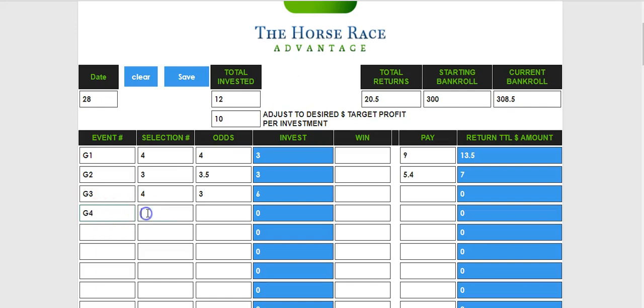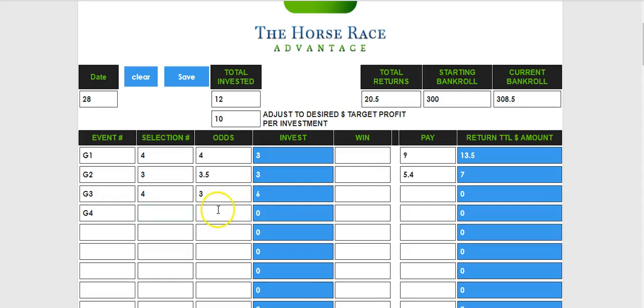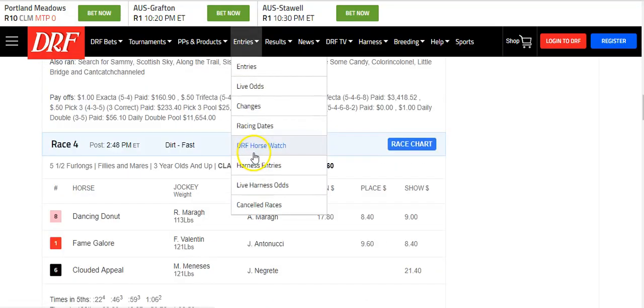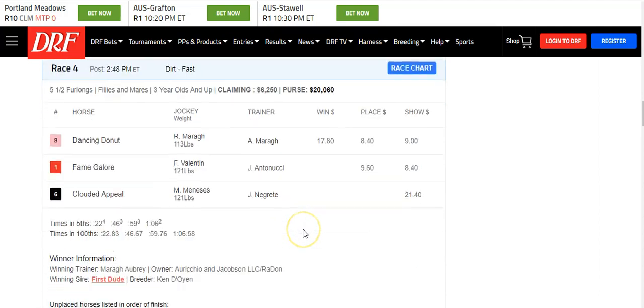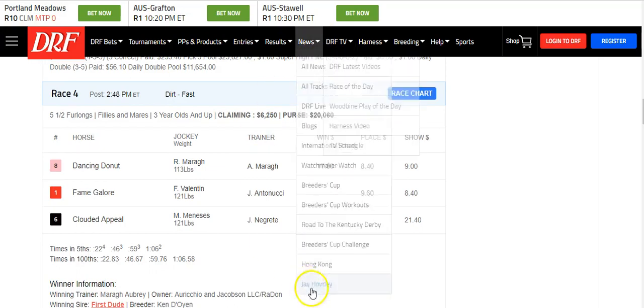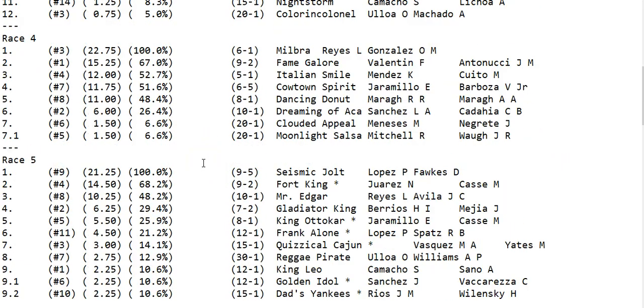Race 4, it's giving us the 3 at 6-1. I'm going to put that in. And race 4, number 3, let's see what happens. It did not win, and it did run, but it was not on the board. Okay, so the next race, we're going to absorb that loss. We're going to continue. Again, we're looking at value.